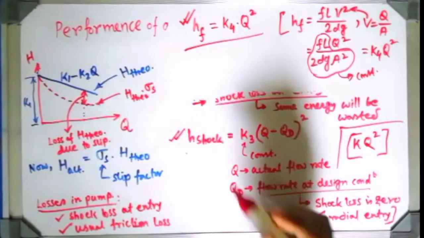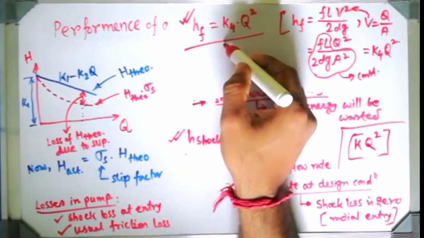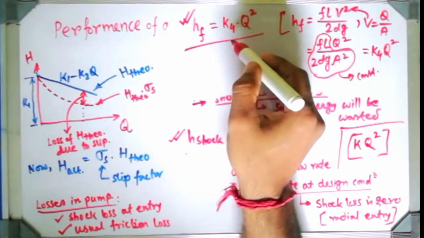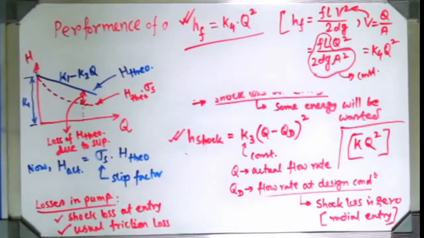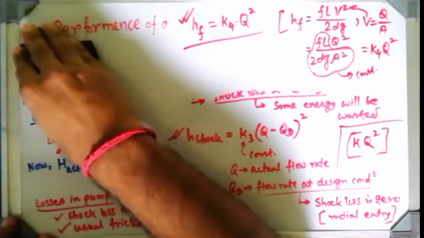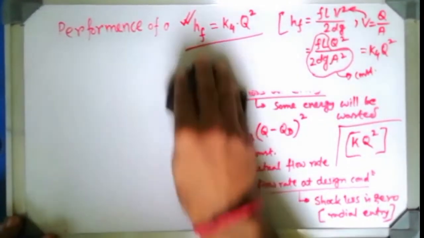Now this is the head loss due to shock loss and this is the head loss due to friction. Now if we try to plot both of them over here, how will it change? See, I have to make a new plot because it should be a bigger one, otherwise things won't be clear.